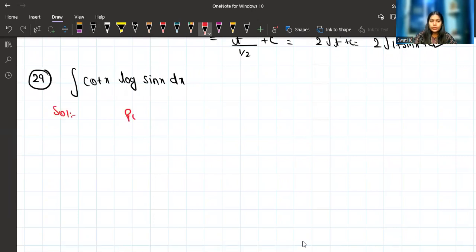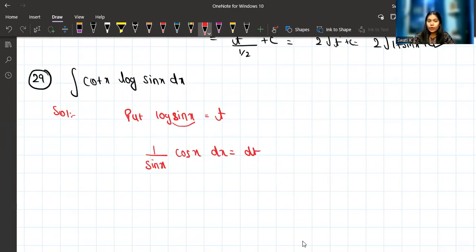So if I put log x, log sin x, not log x, log sin x equals t, then by doing the derivative and by using the formula, derivative of log x is 1 upon x. So this will become 1 upon x, that is sin x. Here at the place of x, we have sin x, so it is 1 upon x. And then by the chain rule, if you do the derivative of sin x, it is cos x. So cos x, and then of course dx equals dt. Now you know by formula that cos x upon sin x is nothing but cot x. So I can write down here cot x dx equals dt.